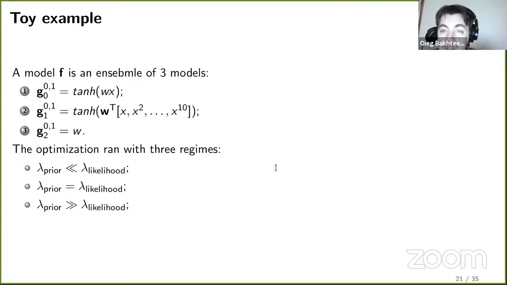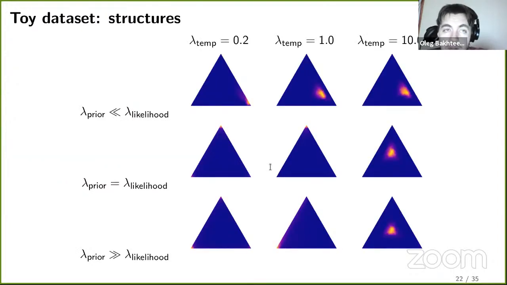We have a parameter of the temperature for the prior distribution that controls how the optimization will be similar to the discrete one. And also we have some meta parameters that control the balance between the likelihood and regularization. So on this slide, we see the structures we obtained from this experiment. We can see that for very low temperature, the structure is concentrated on the vertices of our simplex. Our simplex represents our structure, and so the model works in an interpretable way.